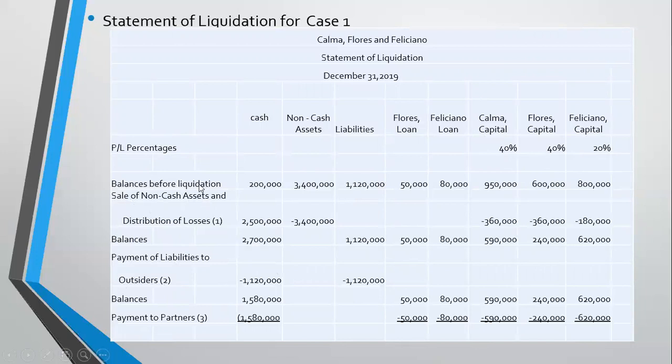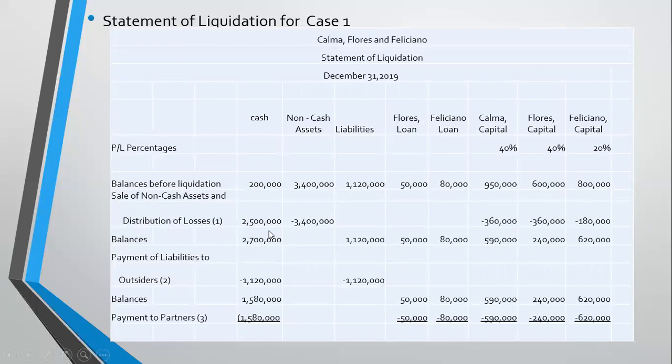So, the balances before liquidation, ito yon. This is exactly what is written in your statement of financial position. We just transfer the balances here. And then, since from our procedure, if you still remember, the first step to follow is the realization of the non-cash assets and the distribution of loss on realization. So ito tayo nun. Sale of non-cash assets and distribution of losses. So binenta natin, we have this 2.5.